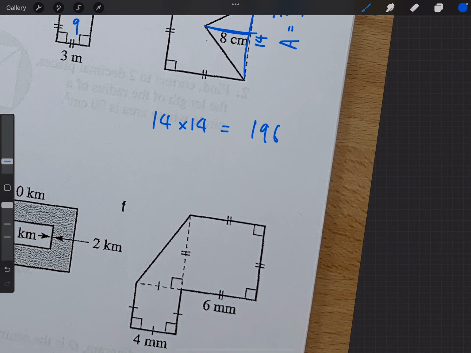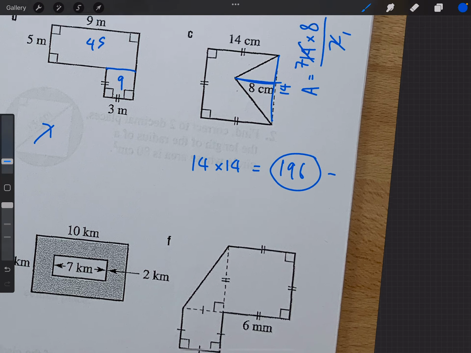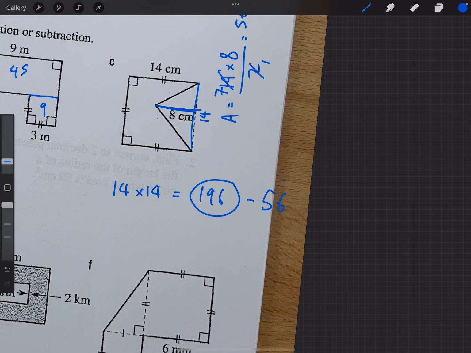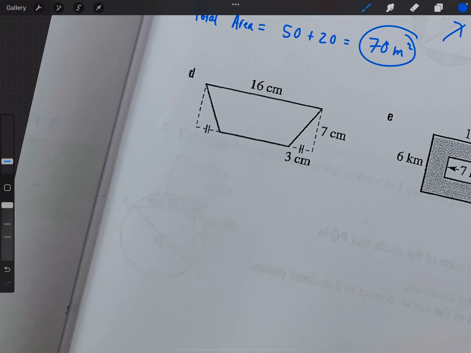So to find the area of this weird looking shape, we have to take the area of the square, which is 196, take away the area of the triangle, which is 56, and you work out what the answer is. Next one.